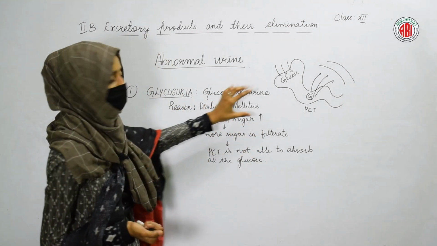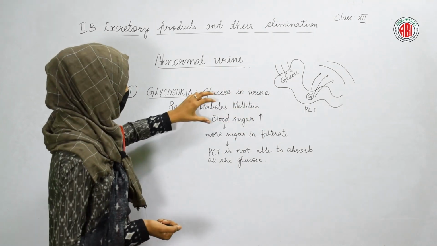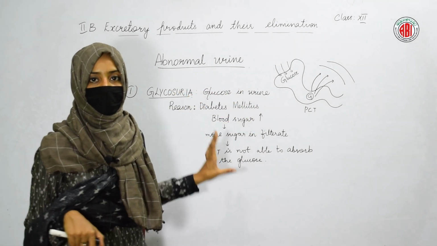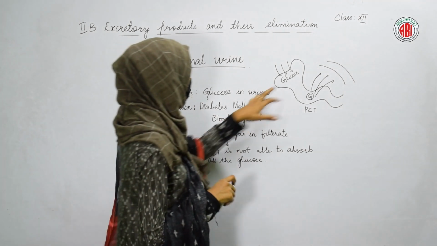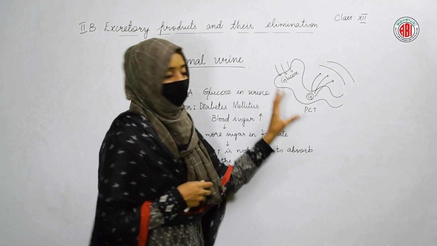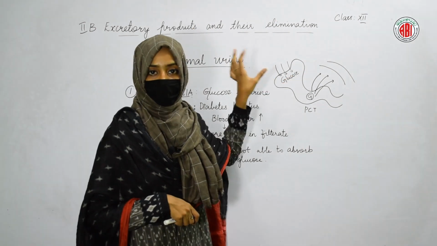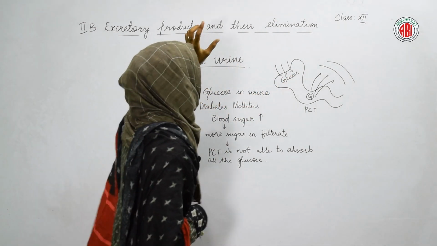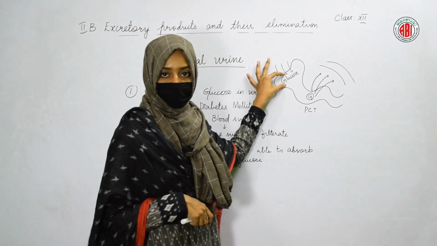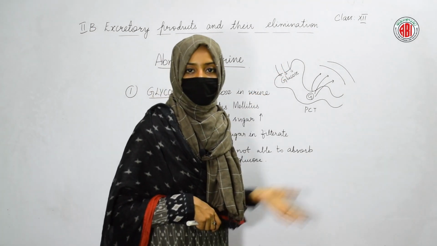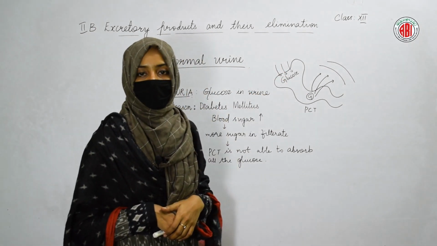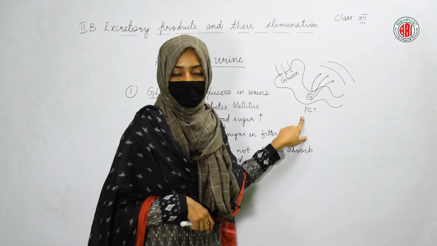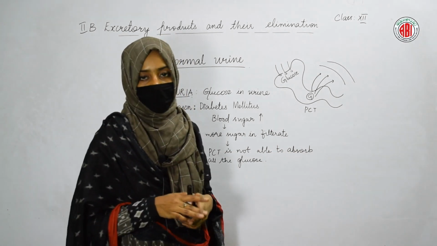When the sugar level increases in our blood, automatically more sugar will be forwarded into the filtrate that is formed in the nephron. So look at this diagram. When blood, after glomerular filtration, enters the Bowman's capsule, along with waste material like urea and water, glucose and some other useful substances will also be present in the filtrate. When this filtrate enters the PCT, at that time reabsorption would happen.